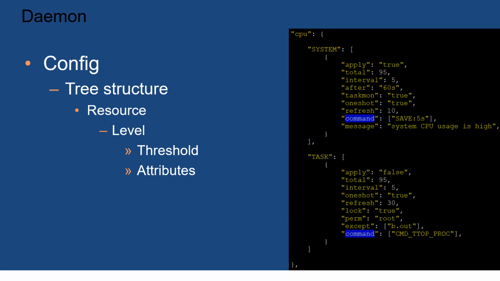Through the system part defined at the top in the JSON data, if the average system CPU usage exceeds 95%, the save command is executed and Guider creates a report file based on the information it has been storing in the buffer.